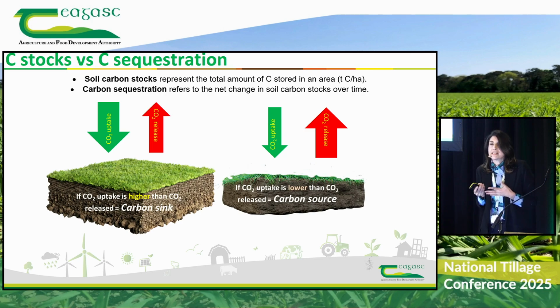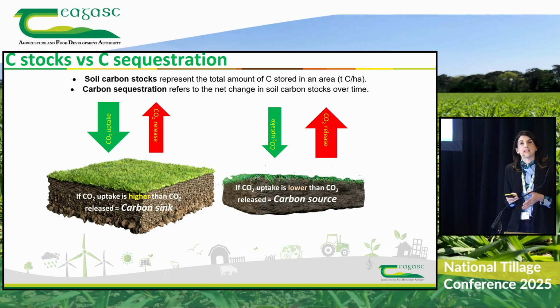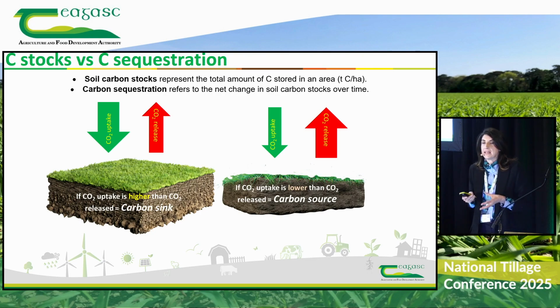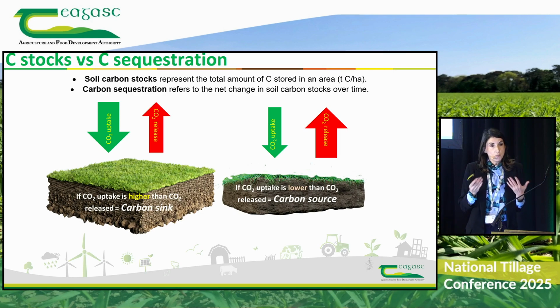Soil carbon stocks represent the total amount of carbon that is stored in a specific area, and it really relates to one point in time, just one measure in time. Carbon sequestration instead refers to the change in soil carbon stock over time. So to have an understanding of carbon sequestration, you have to have more than one measure over time of carbon in your soil. A system is acting as a sink of carbon if the CO2 uptake is higher than the CO2 that is released into the atmosphere, and is acting as a source, vice versa, if the CO2 uptake is lower than the CO2 that is released into the atmosphere.